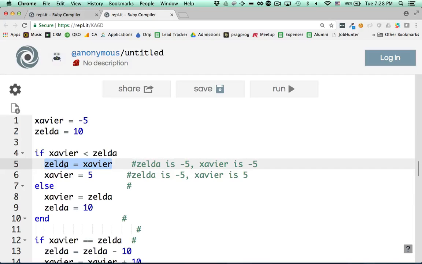Okay, so if we're going right to left, it means we first process whatever is to the right of the equal sign, right? So let's process Xavier. If we're Ruby, what is Xavier at this point? Xavier is -5, right? We then take -5 and say, okay, we're going to assign that also to Zelda. So Zelda is now also a nickname for -5. Does that make sense?